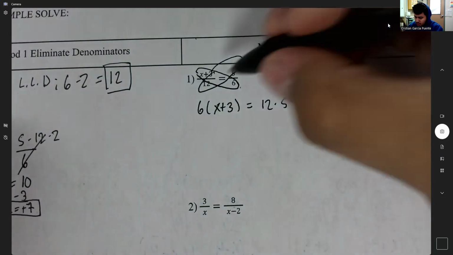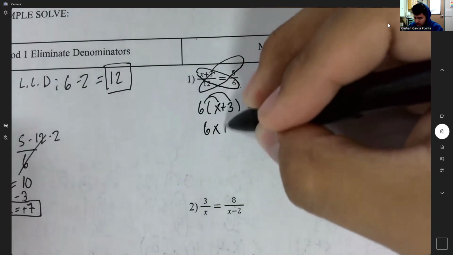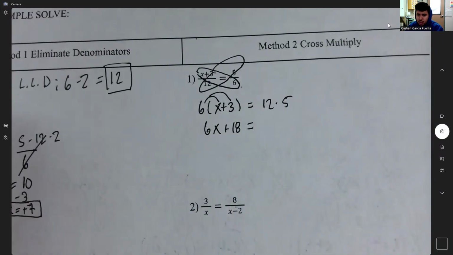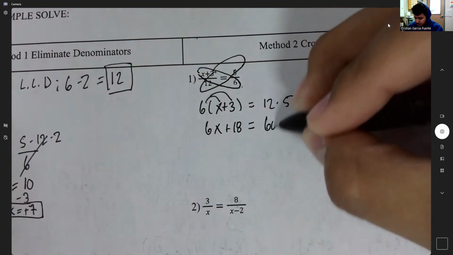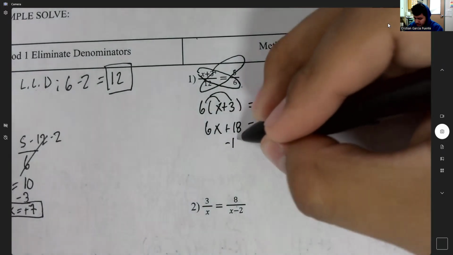Now over here on the left, you're just going to distribute. So what's 6 times x? 6x. What's 6 times 3? 18. And on the right, you'll do your numbers. So what's 12 times 5? It's just going to be 60. Now, over here, how do I get rid of this 18? You subtract it. So you put minus 18.